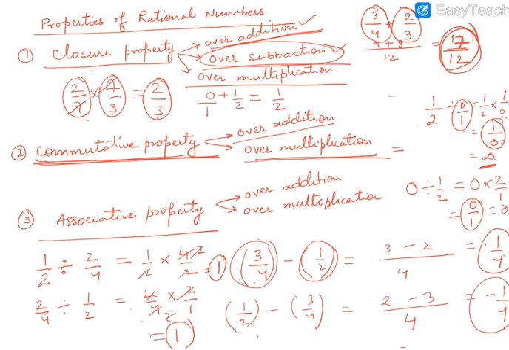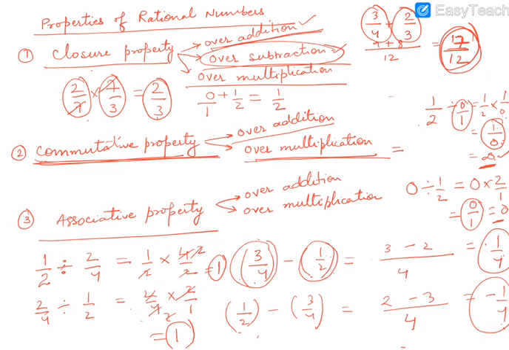So you can see that there is a difference in the answer. When we have changed the sequence, we got a different answer. So we can say that division does not follow the commutative property.